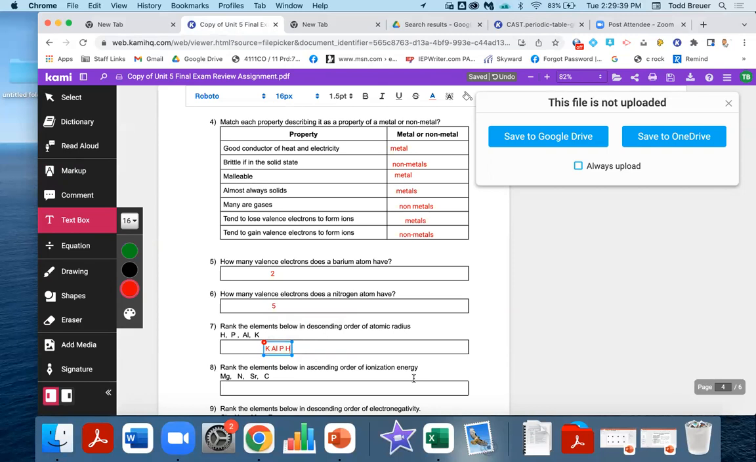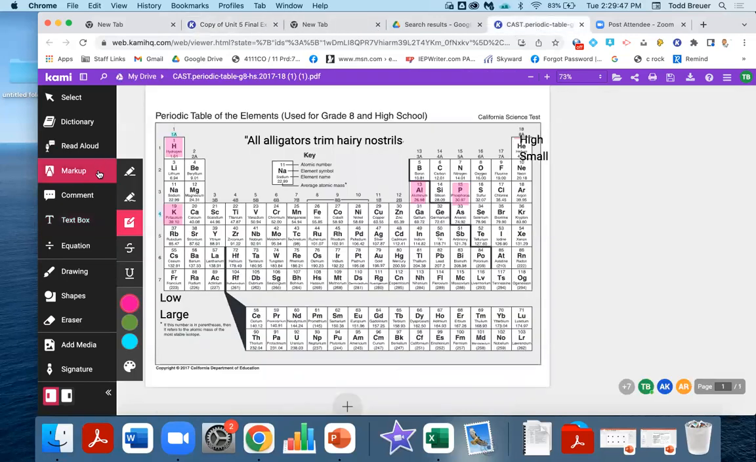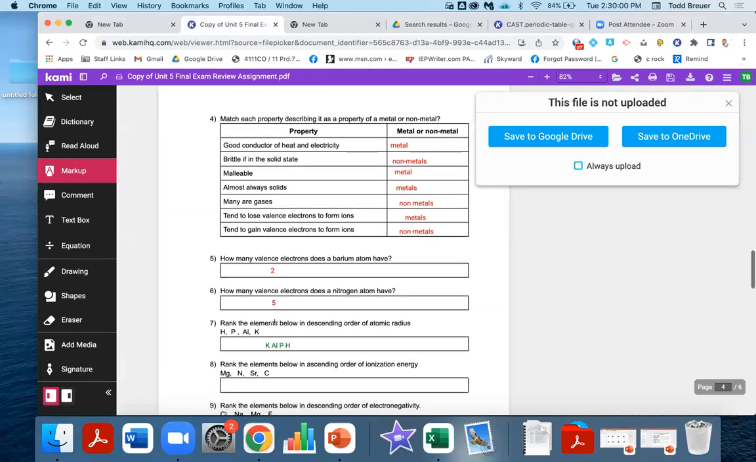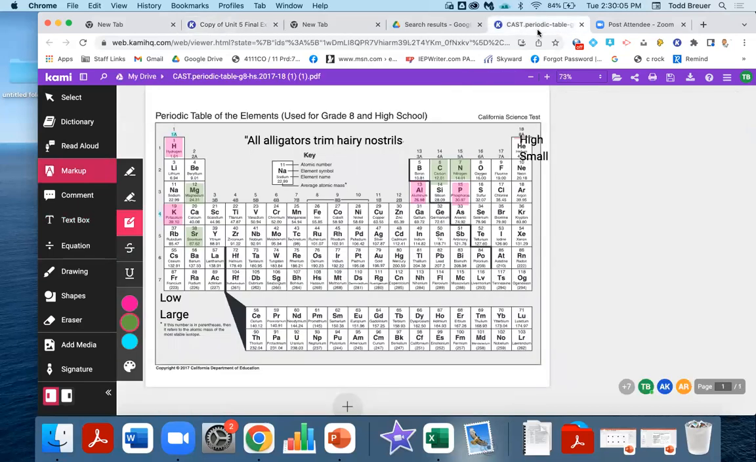Ascending order of ionization energy: magnesium, nitrogen, strontium, carbon. Let's pick a different color. Let's go to our periodic table. Magnesium, nitrogen, carbon, and strontium. So this is supposed to be in ascending order, lowest to highest. So the lowest would be strontium, then magnesium, then carbon, then nitrogen.